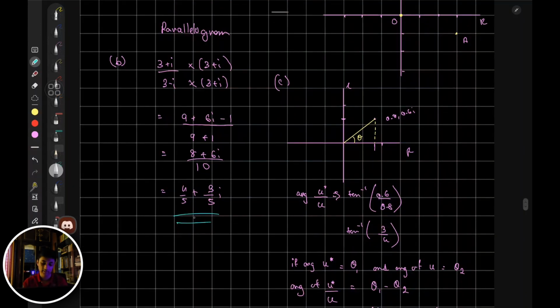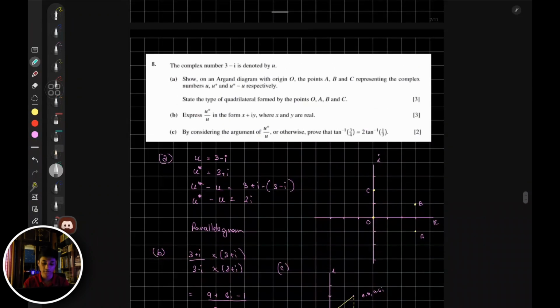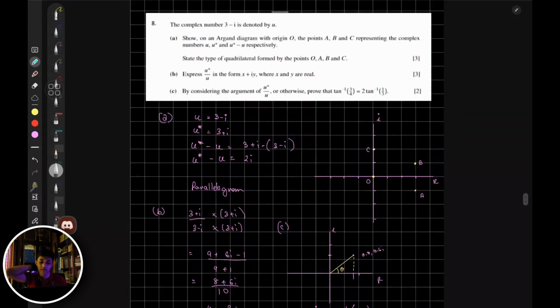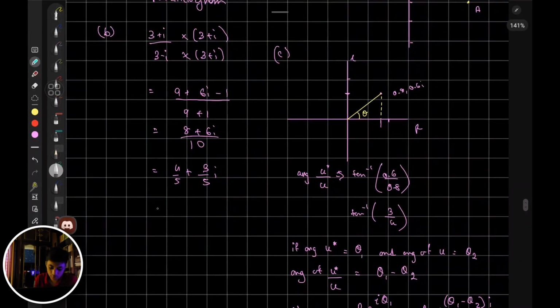If that's the case, now we can move on to c. For b, they've basically asked you to find the complex number in the form x plus iy. Is this in the form x plus iy? Yes, it is. Actually you should write it as 4 by 5.